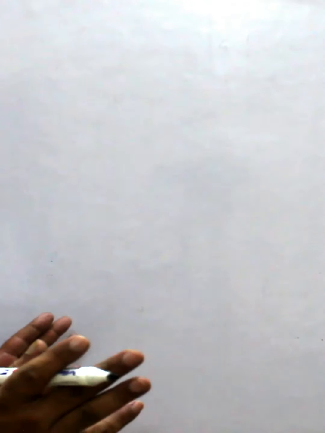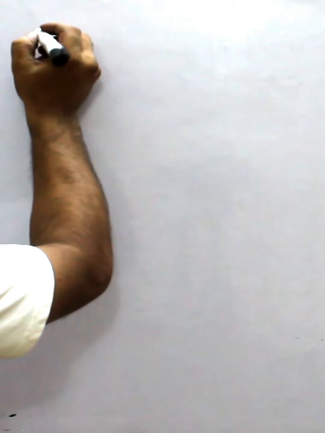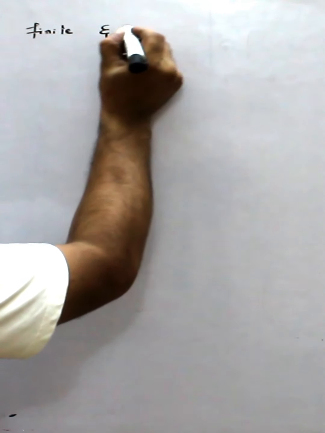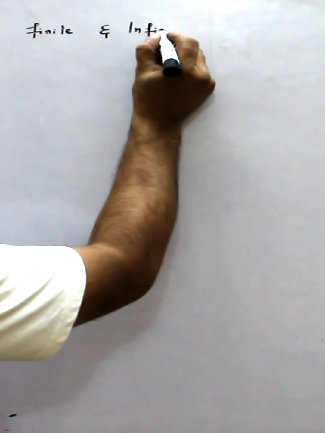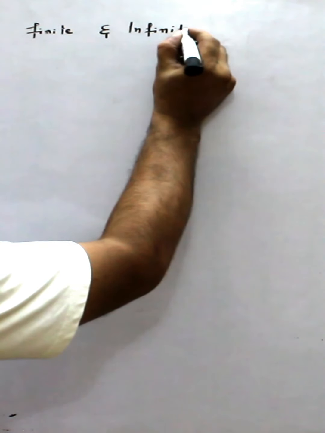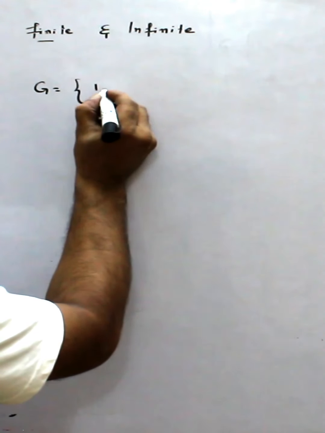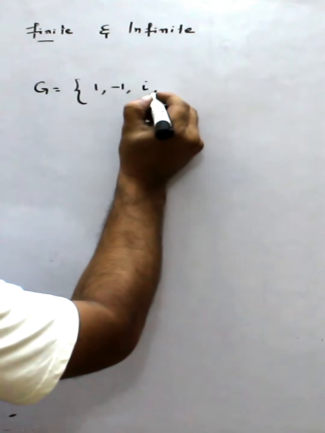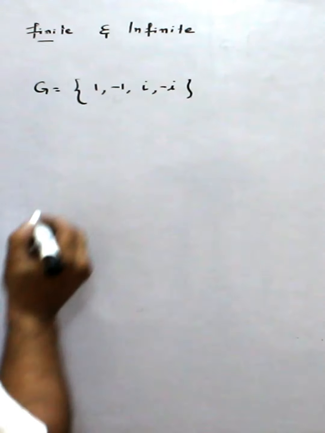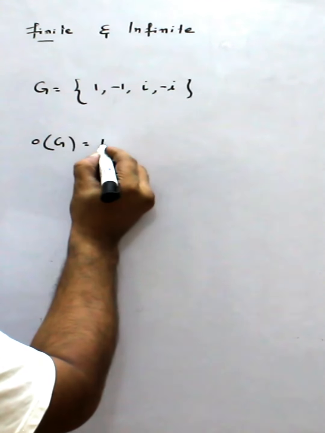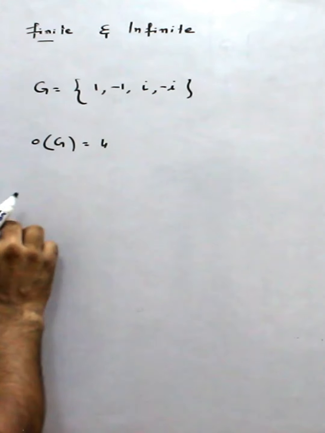We studied group, satisfying 4 properties, a non-empty set, and two types of group, finite and infinite. Finite is like if I take G equal to 1, minus 1, I, minus I. This is a finite group and its order is 4. What is the order? Order is the number of elements in a group.